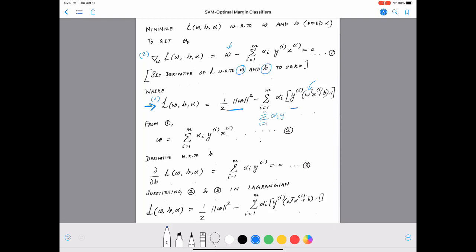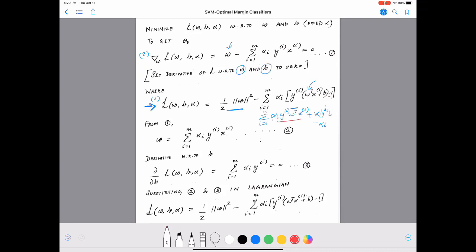Alpha i, yi, W transpose xi, plus alpha i, yi, b, right? And then we also have minus alpha i for this one, right? There are three terms, and the only term that has W is this term.